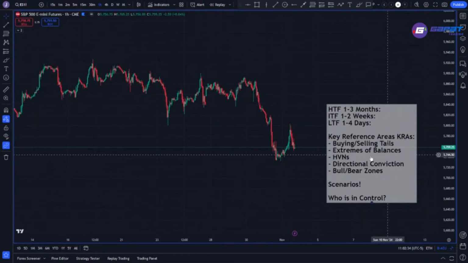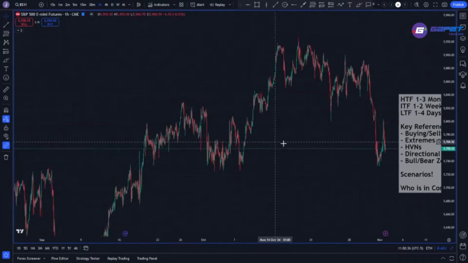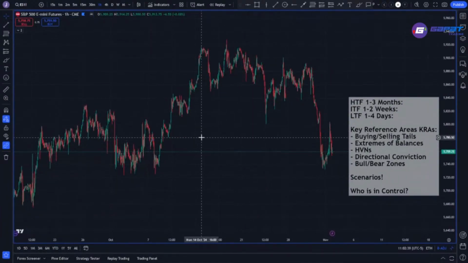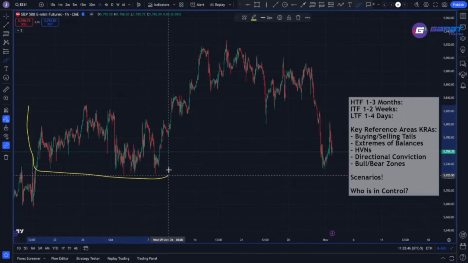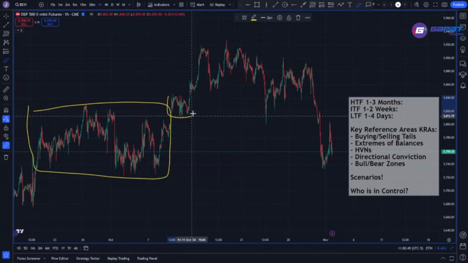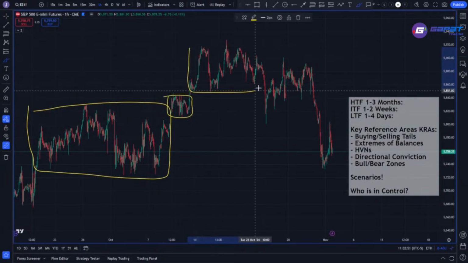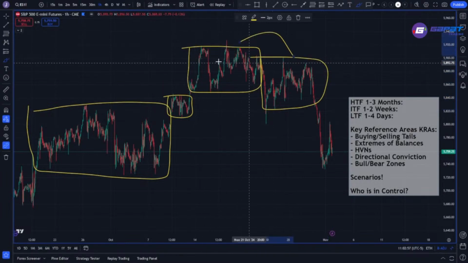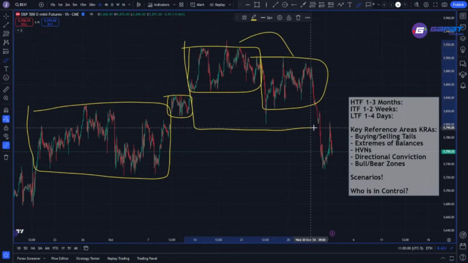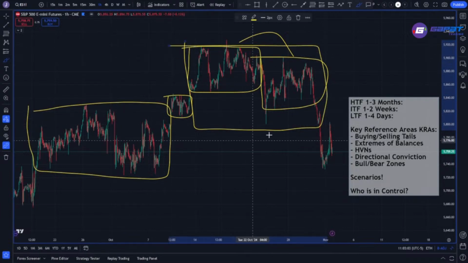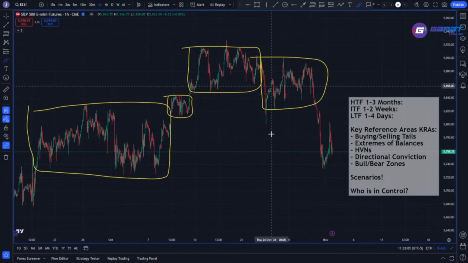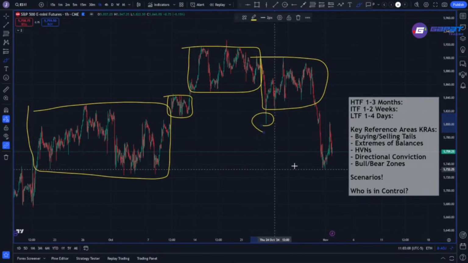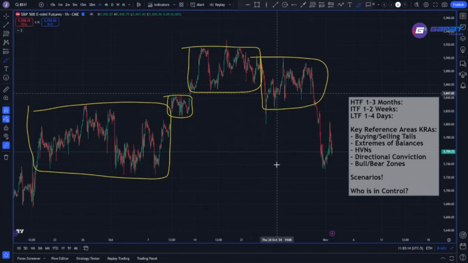And then the next one is extremes of balances. On this ES, I wanted to highlight a couple of the balances that we've had recently. This would be one of the more major balance areas. This is a small one, and then we have a small one here and another small one here. And these two here and here, if you put them together, are one bigger balance area as well. But the balance area low is right here. So we're looking at extremes of balances. The extremes would be the top and the bottom of the balance areas.